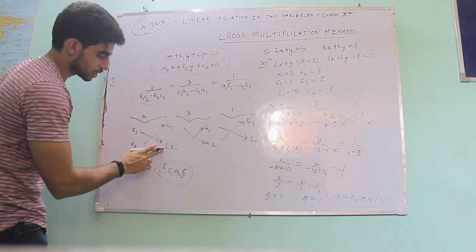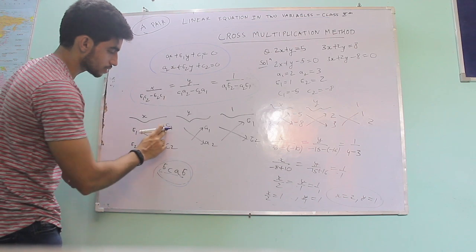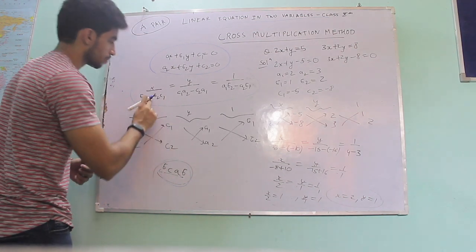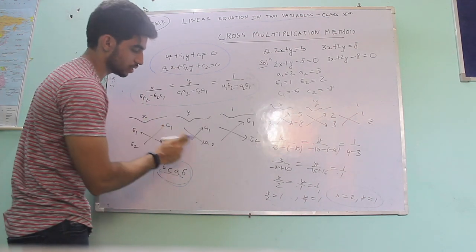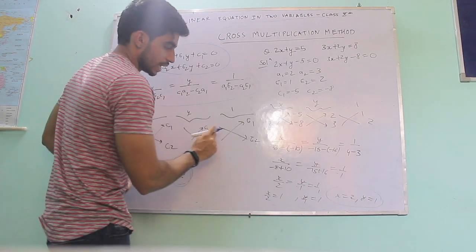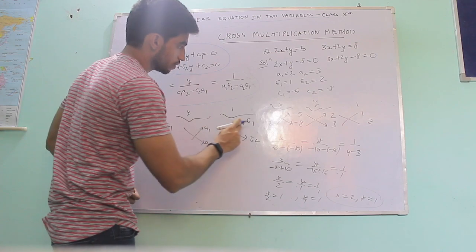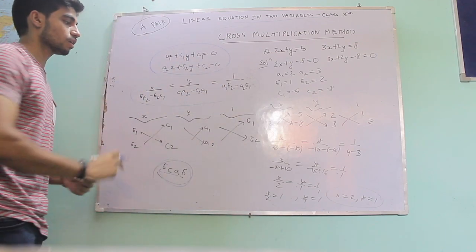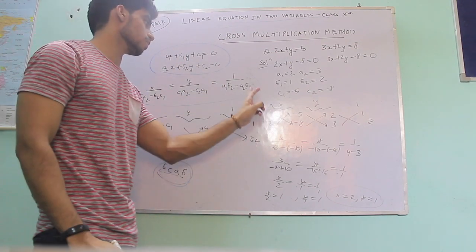Now we multiply this by this, we get b1 c2, minus this multiplied by this, b2 c1. Next part is c1 a2 minus c2 a1. Then a1 b2 minus a2 b1. So this is our formula. It's a simple trick, you can remember this.